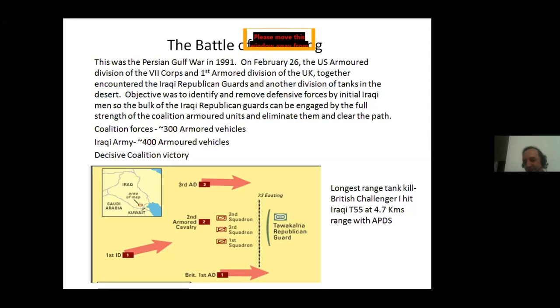They capture a lot of Iraqis and destroy a lot of Iraqi armored vehicles. The T-72 tank is also not a match for the M1 Abrams tank and the British Challenger. One of the record tank kills here is a hit on a T-55 at a 4.5 kilometer range with an armor-piercing, fin-stabilized discarding sabot round. So this is where we come to the concept of main battle tanks.